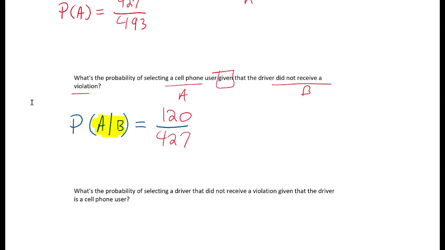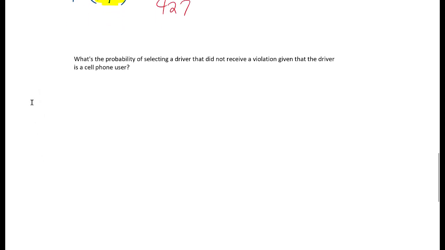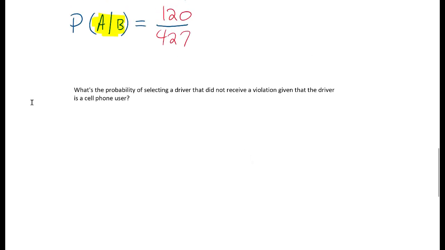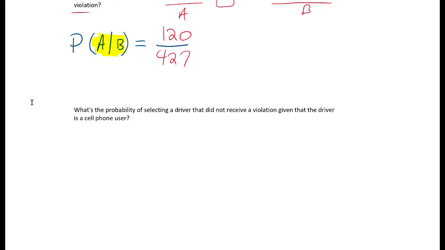Okay. All right, last one for this table here, this contingency table. What is the probability of selecting a driver that did not receive a violation, given that the driver is a cell phone user? It seems very similar to the previous question, and I did that on purpose. It's because I need you to understand the importance of what you place your condition on. What's different about this one is that now the condition is that we already know that the person is a cell phone user. Okay? So what's the probability of selecting a driver that did not receive a violation?